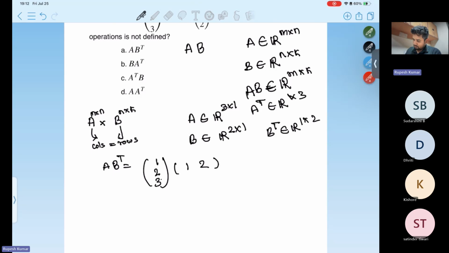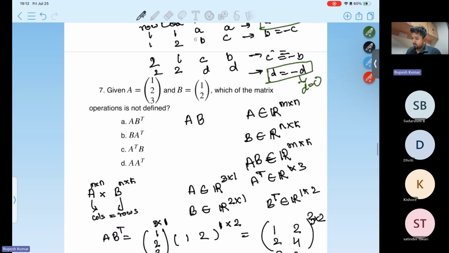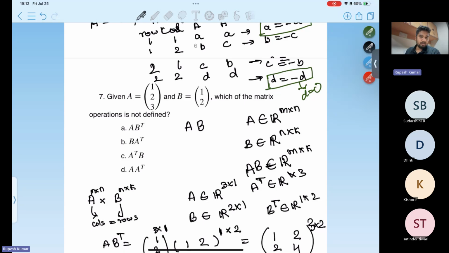Now the number of columns in the left matrix is 1, and the number of rows in the right matrix is 1, right? So is this product defined? Yes, this is defined, and this will give you a matrix of dimensions 3 cross 2. You can always check: 1 into 1, 1 into 2, 2 into 1, 2 into 2, and 3 into 1, 3 into 2. So you will get this answer, 3 cross 2, right? So this is defined. Option A is defined, so this is not the correct answer. Fine, everyone.